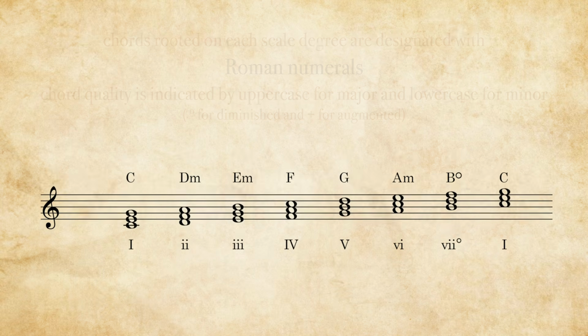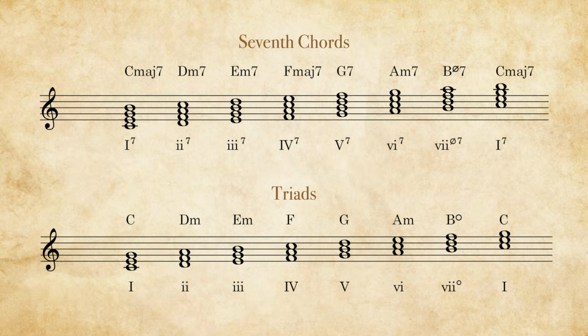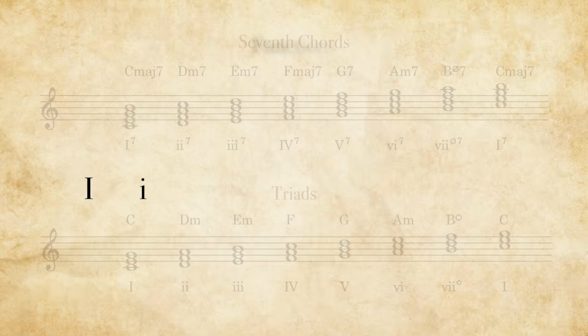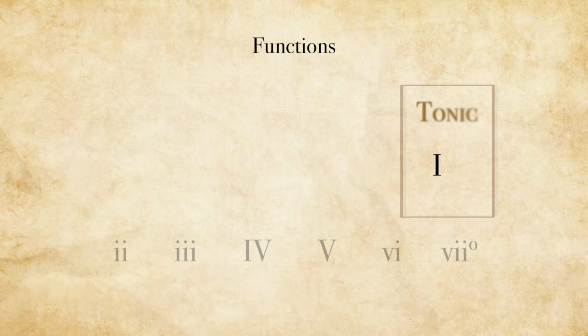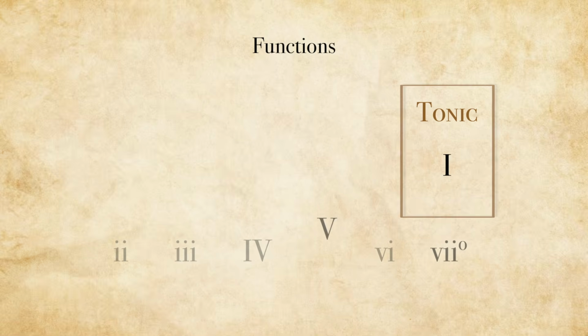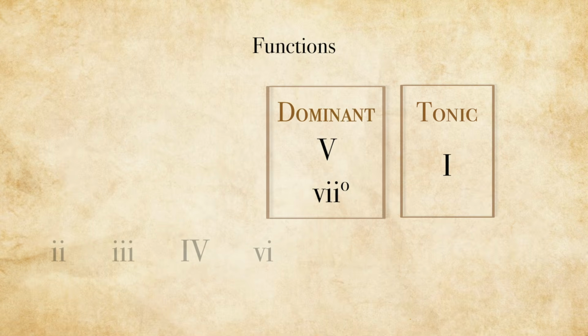You can also have 3-note chords called triads and 4-note chords called seventh chords. But let's keep moving. The Roman numeral I will serve as our home base, and its function is called tonic. It feels very stable. The chords V and vii usually lead to the tonic, and they're called dominant in function.